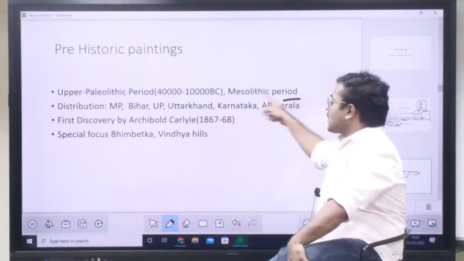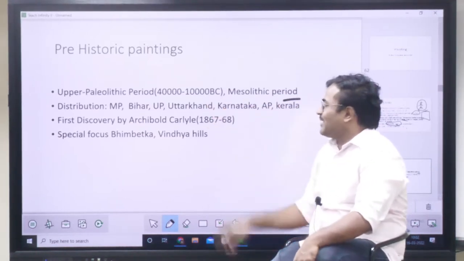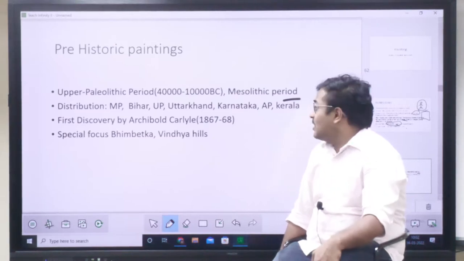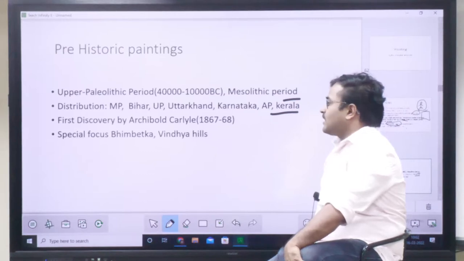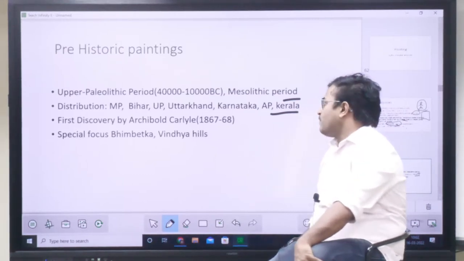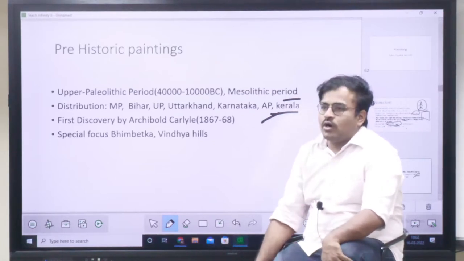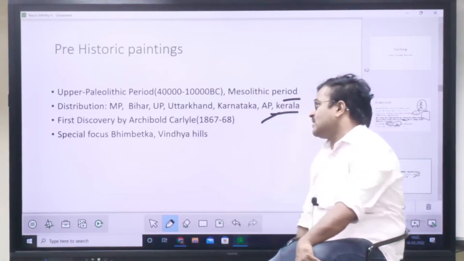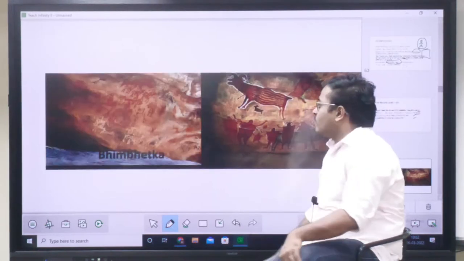Okay, Mesolithic period and Upper Paleolithic period. Okay, we'll get the handout. The next one is distribution: Madhya Pradesh, Bihar, Uttar Pradesh, Uttarakhand, Karnataka, AP and Kerala. And these Mesolithic paintings were first found by Archibald Carlyle, the person who excavated these sites. And the special focus is on Bimbetka, which is present in the Vindhya Hills of Madhya Pradesh.